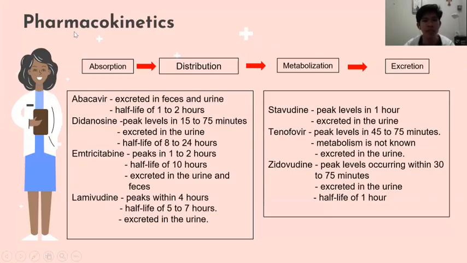And pharmacokinetics, it is again absorbed in the GI tract, distributed to the targeted cell, metabolized in the liver, and excreted by urine, feces, or both. And again, I indicated the half-life and the peak level of the drugs here.